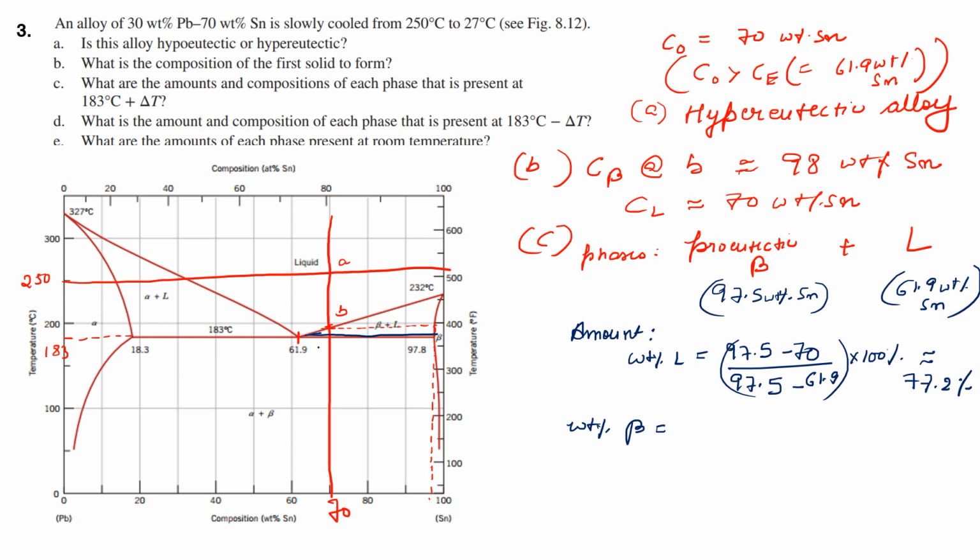And the weight percentage of beta can be given by, so this is beta, so this arm will be taken, so this is 70 minus 61.9 divided by 97.5 minus 61.9, into 100%, which is approximately equal to 22.8% weight percentage of beta that is forming just above the eutectic temperature. And what does the next question ask? Just below the eutectic temperature?